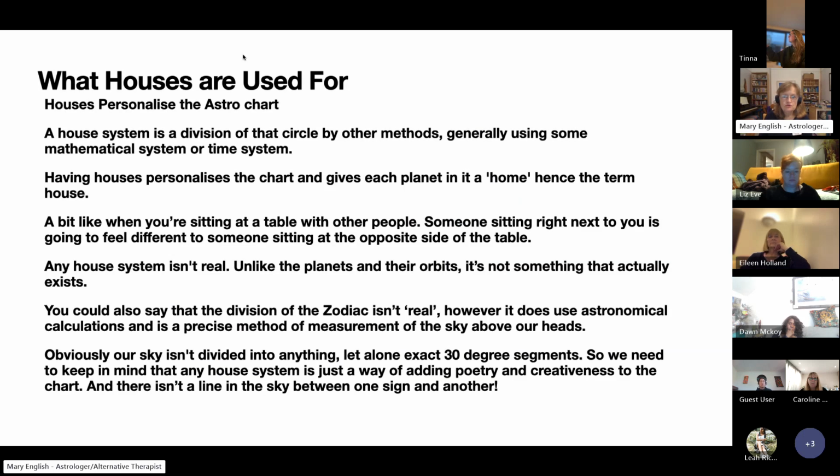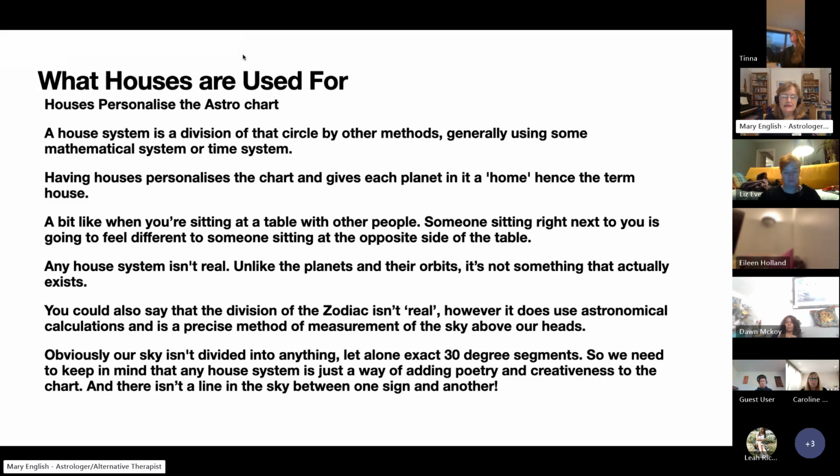So what are houses used for? Houses personalise the astro chart. A house system is a division of the circle by other means, generally using some mathematical system or time system. Having houses personalises the chart and gives each planet in it a home, hence the term house. A bit like when you're sitting at a table with other people, someone sitting right next to you is going to feel different to someone sitting at the opposite side of the table.